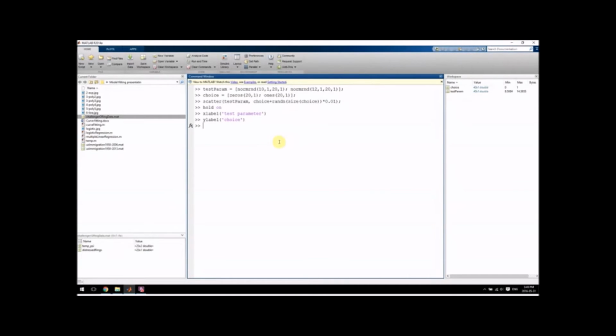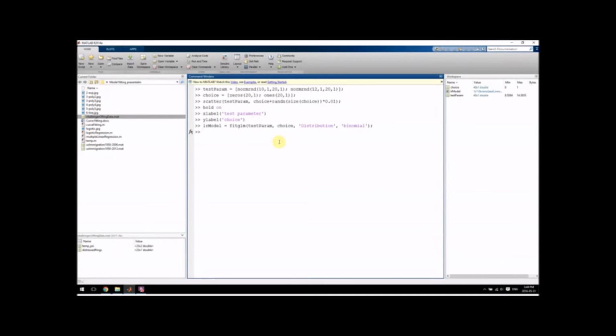So the command now is fitglm, which stands for fit generalized linear model. Our test parameter is the predictor variable, the choice is the predicted variable, and these next arguments are basically telling MATLAB to use the logistic function. There are other options that work better for different distributions of data. For most things, logistic regression works just great. Okay, so we fit the logistic regression model.